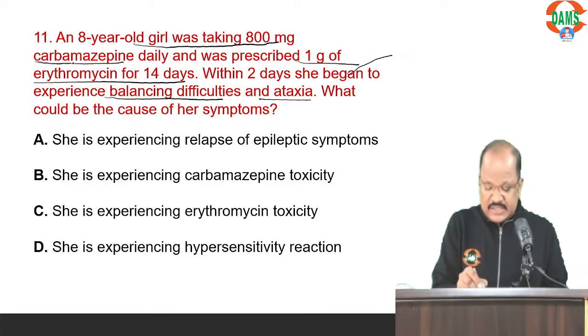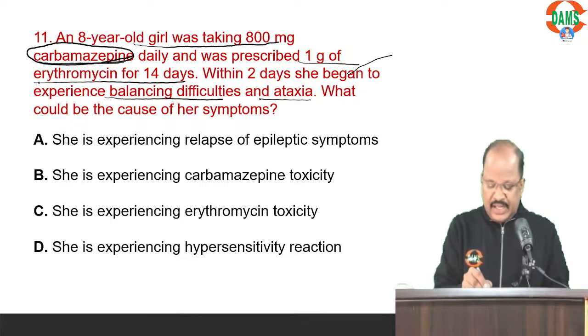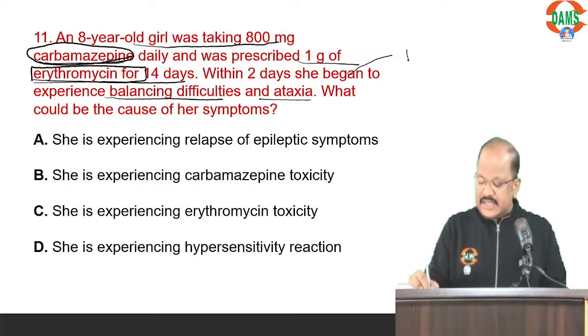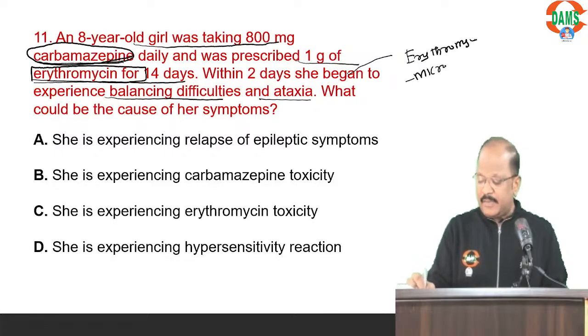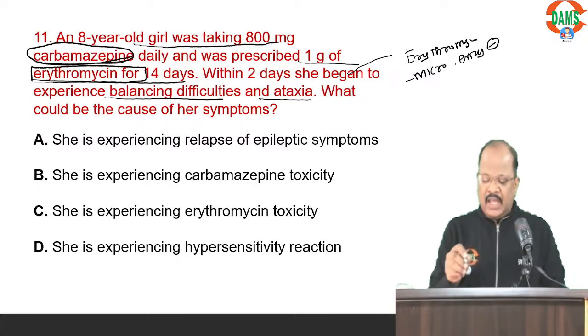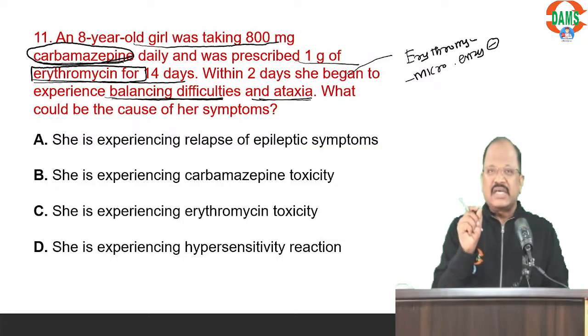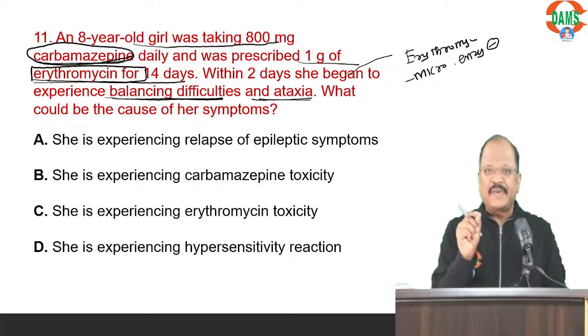Patient is on carbamazepine, one of the anti-epileptic drugs, which comes under sodium blockers, and he was also taking erythromycin, a macrolide antibiotic. Look here, erythromycin, a macrolide, is a powerful microsomal enzyme inhibitor. Now, when I give carbamazepine with erythromycin, they develop difficulty in balancing, ataxia. That shows signs and symptoms of carbamazepine toxicity.